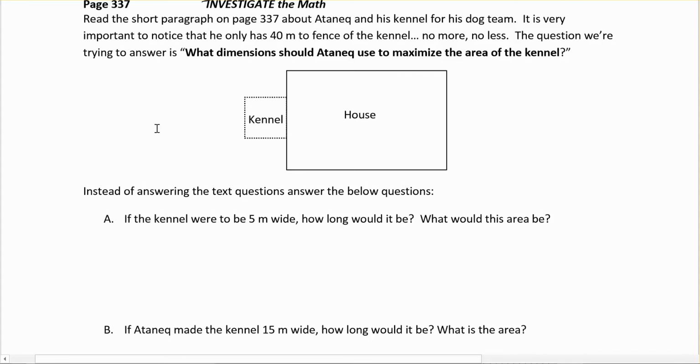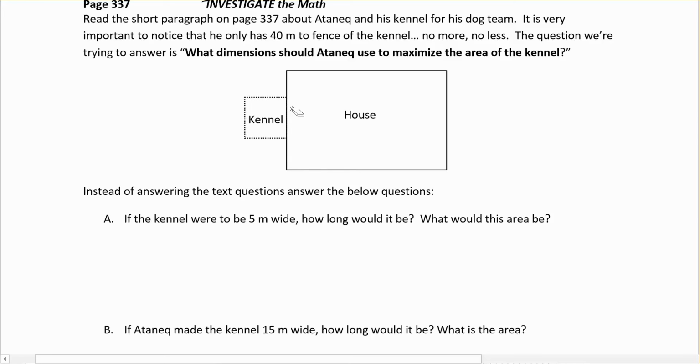A typical question might be, so the actual question's in your textbook, but it says read the short paragraph on page 337 about Atanek and his kennel for his dog team. It is very important to notice that he only has 40 meters of fence for the kennel, no more, no less. The question we're trying to answer is what dimensions should that person use to maximize the area of the kennel. So we have the kennel on the side of the house over here, and we only have 40 meters of fence to do this side, and that side. That's what we're saying.